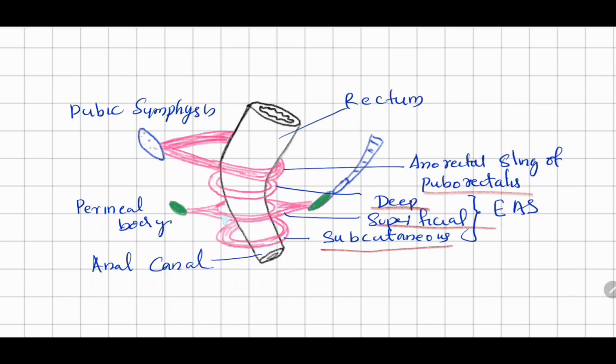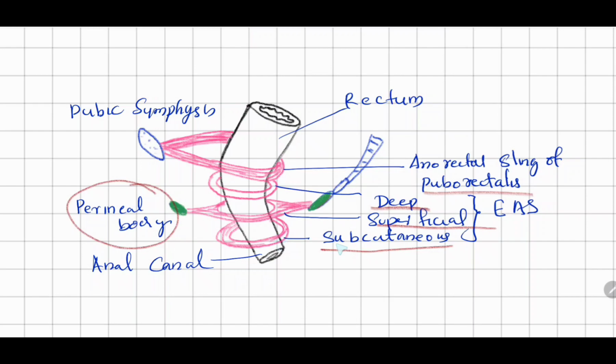Just below that we have the superficial part. You can see it is elliptical in shape and it arises from the tip of the coccyx. Here we have the coccyx. It arises from the tip of the coccyx and the anococcygeal raphe posteriorly. It surrounds the lower part of the internal anal sphincter and it is inserted anteriorly to the perineal body.